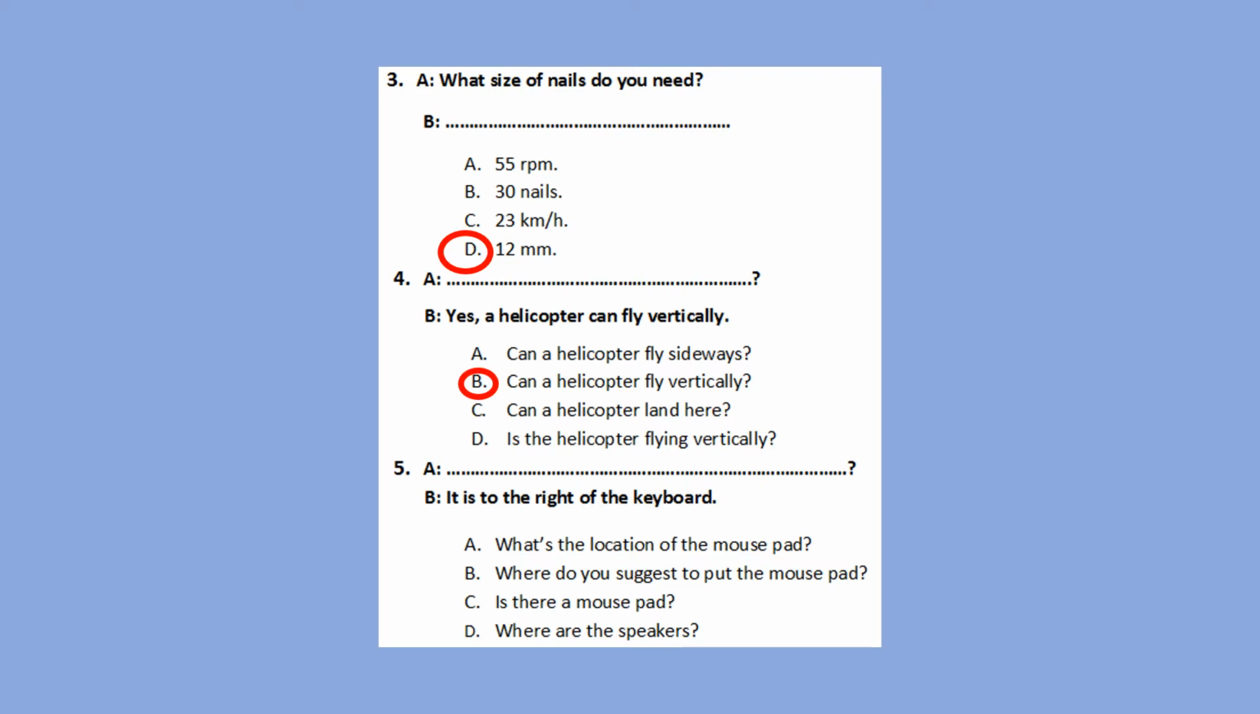5. Also, we have a question and an answer. We need to choose the question that's suitable for this answer. It is to the right of the keyboard. A, what's the location of the mouse pad? B, where do you suggest to put the mouse pad? C, is there a mouse pad? And D, where are the speakers? So what's the correct answer? Very good. It's A. What's the location of the mouse pad? The answer, it is on the right of the keyboard.